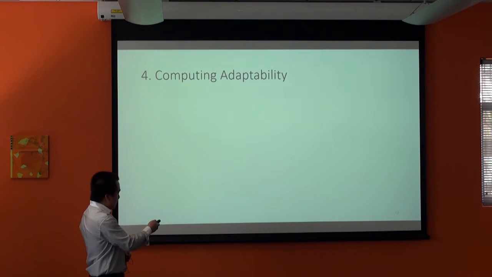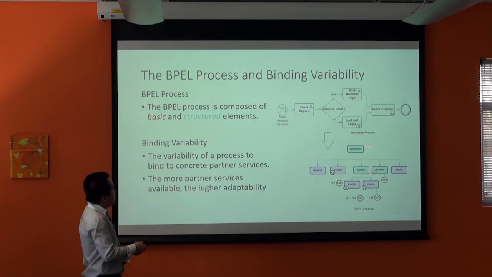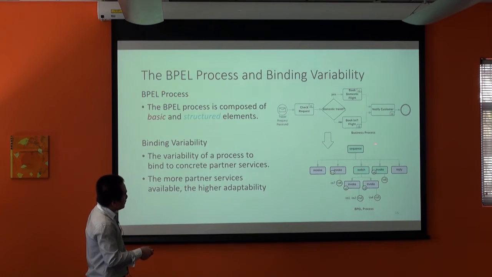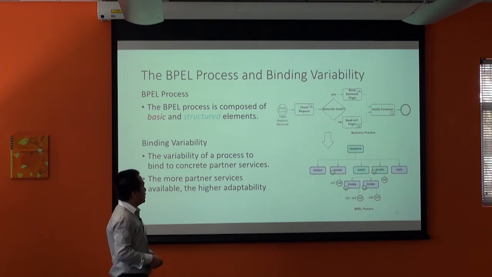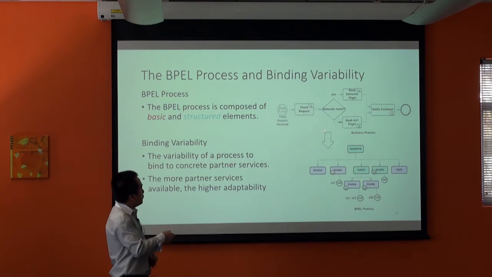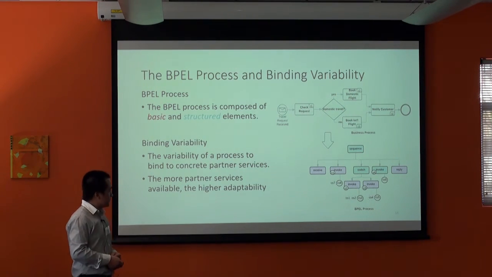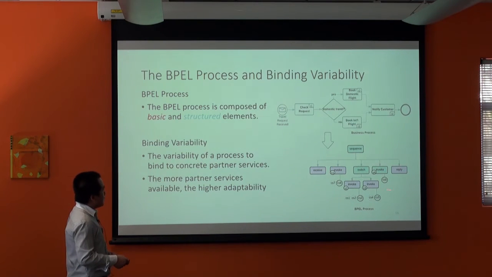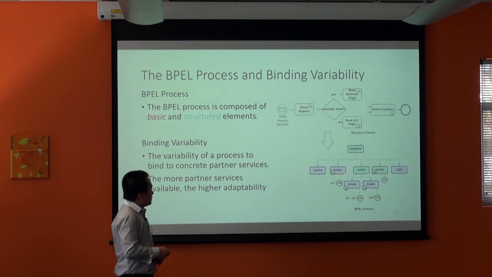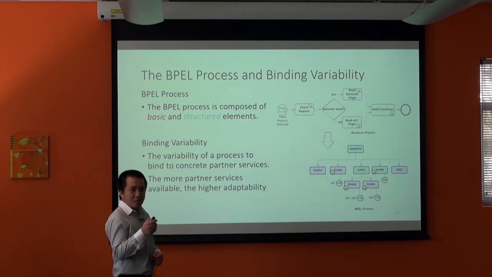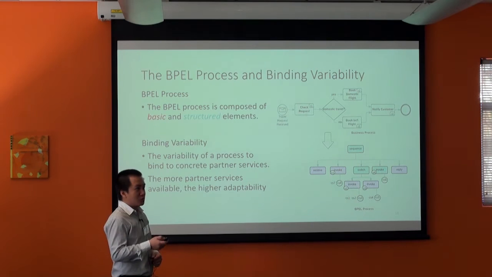As we see in this figure, we have here a transformed BPEL process of a business process. So this is the BPEL transformation of the process which we presented earlier. Then we want to look at the variability of this process in choosing the concrete partner services.